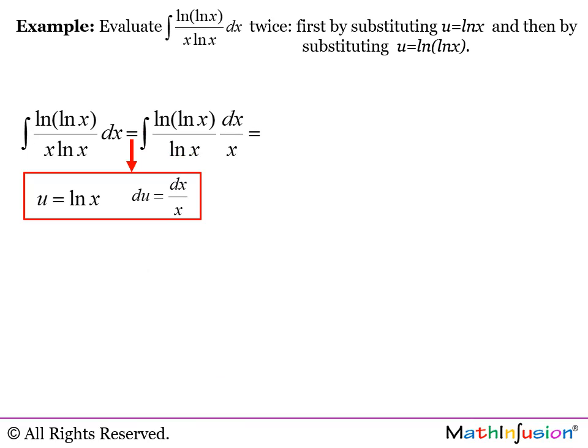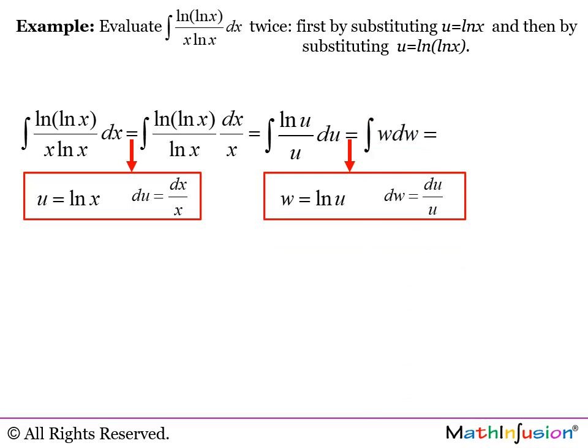It will be easier first to write it like this, because now I see that the first part, ln of x over ln of x, is ln of u over u, and the second part is just du. Now I have to do another substitution. We will call it w substitution now, because we already used the u. So w is ln of u, and dw is du over u.